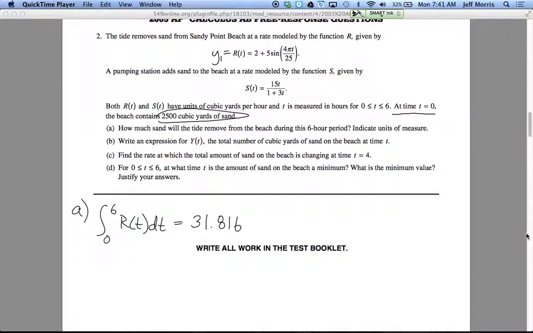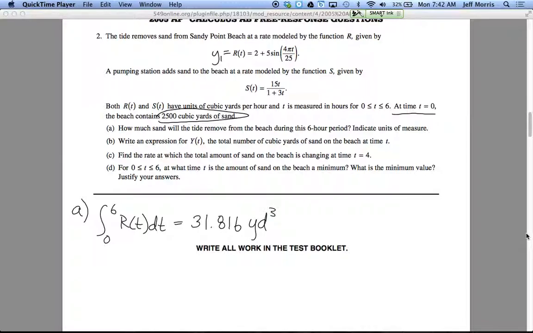31.816. What's the units? Cubic yards. Cubic yards per what? Per hour. So it removes from 0 to 6. It removed. Wait a second. Yeah, that's not right. That's a number. That's a quantity. It's cubic yards.